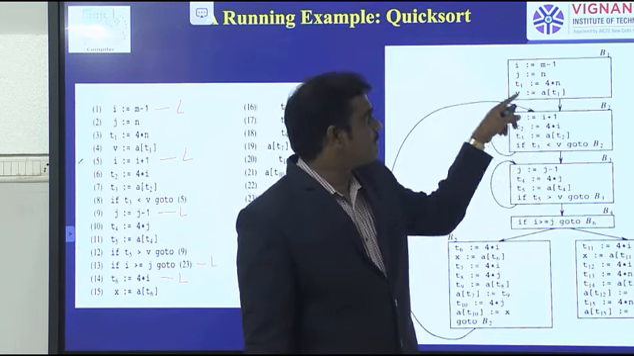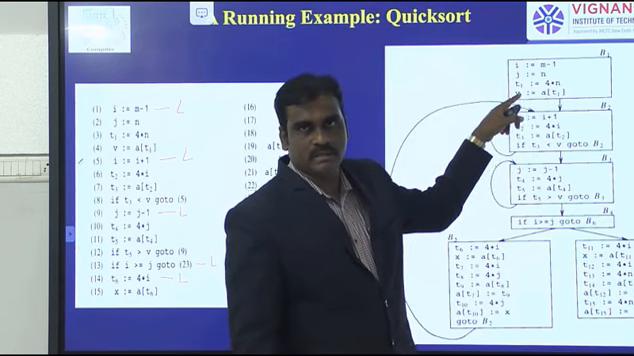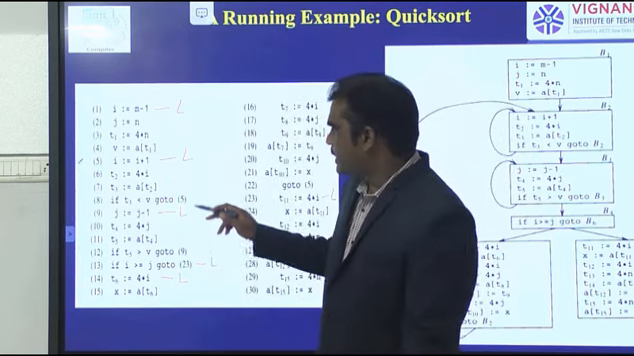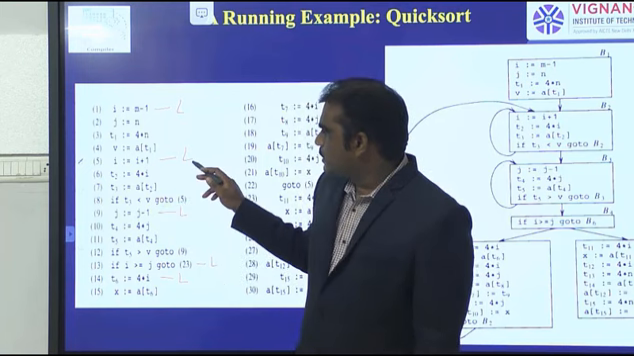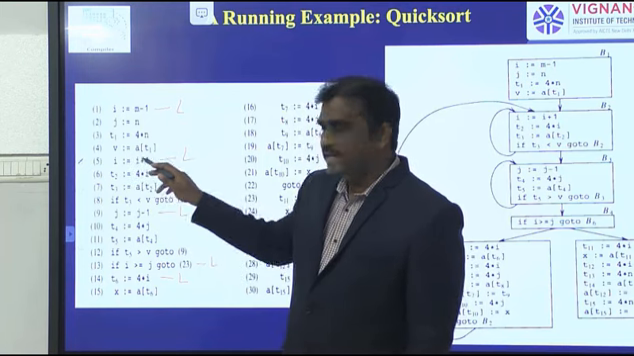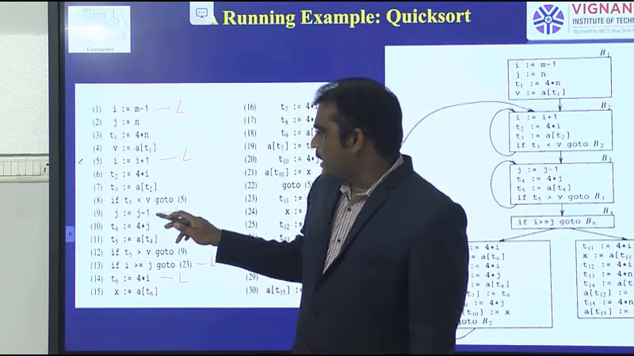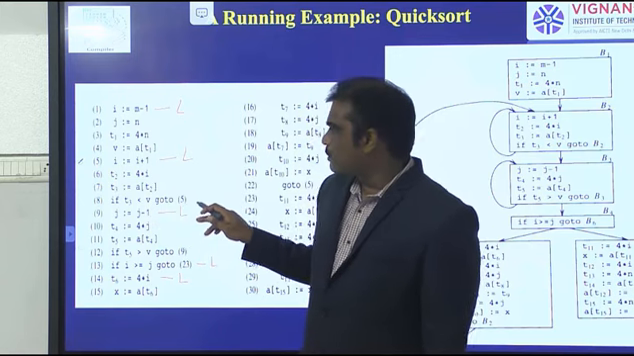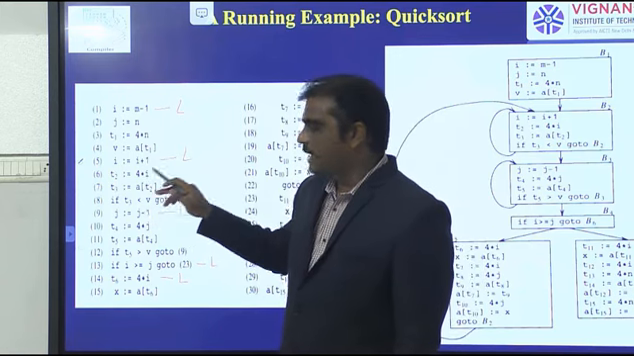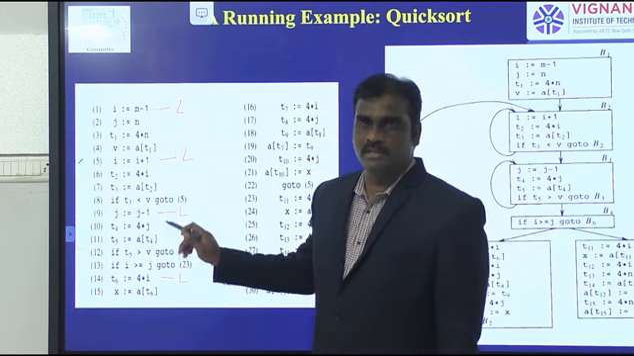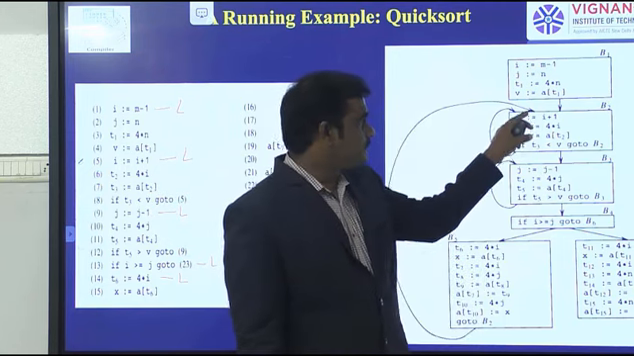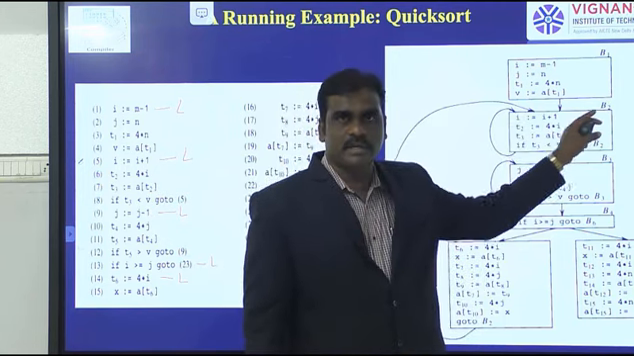So block 1 means the first 4 statements. Next one, what is block 2? The second leader is the fifth statement, and then the 9th statement is a leader. So block 2 is 5 to 8, the fifth statement to the 8th statement. So 5 to 8 comes under block 2.